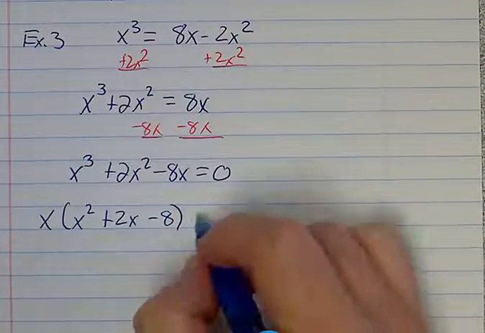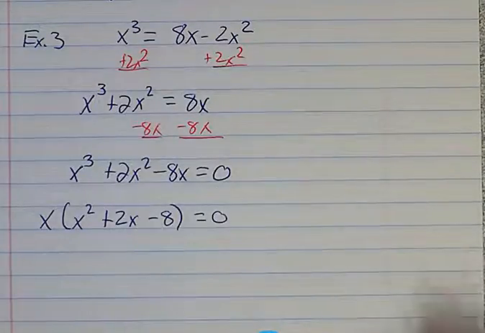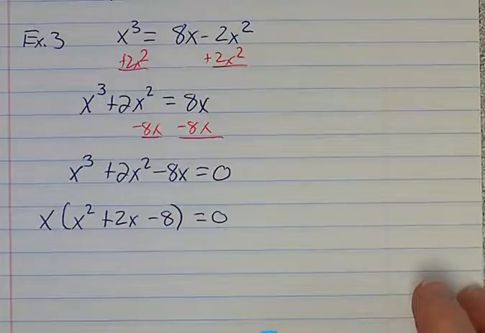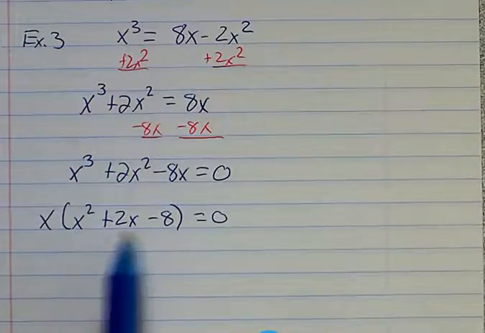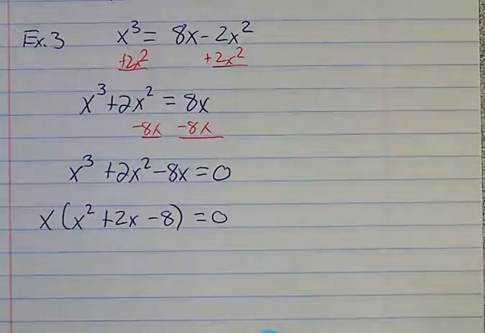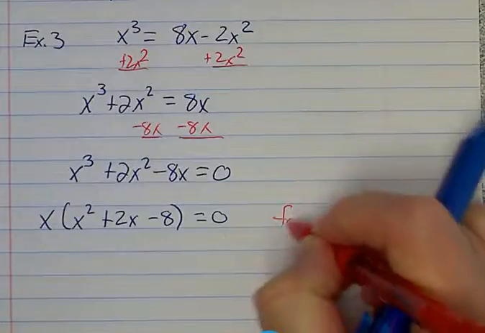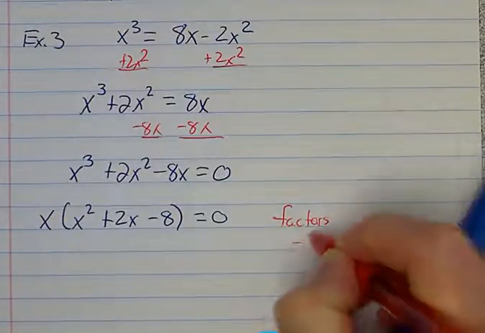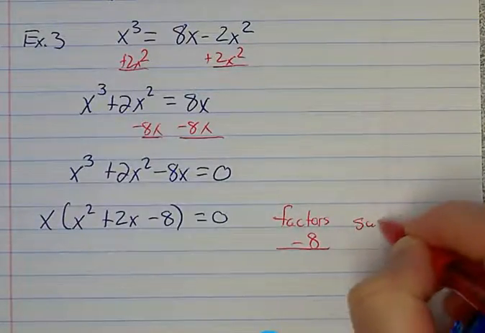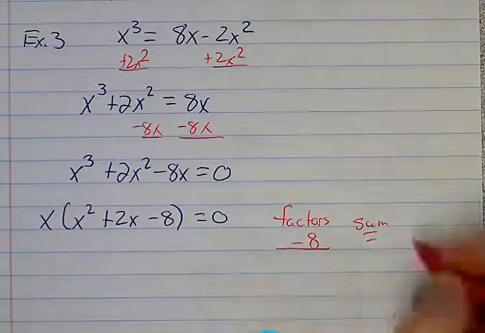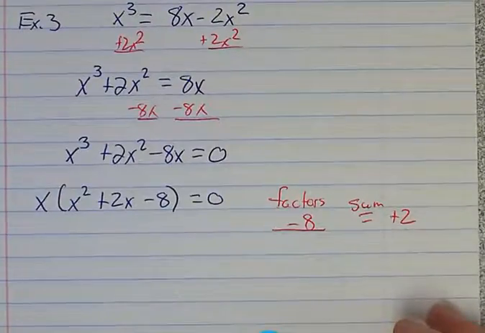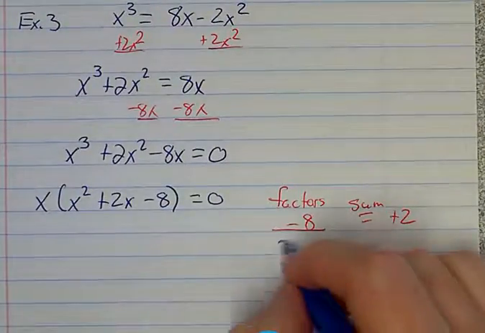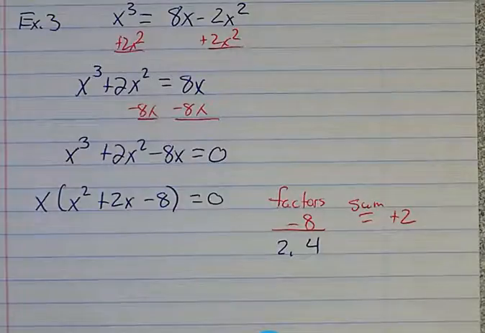So taking 1x out, we're going to knock every power down by 1. And now we've got just x squared plus 2x minus 8. That's where we're going to look for the factors of negative 8, where the sum would equal positive 2. Okay, has to be 2 and 4. No way that 1 and 8 is going to work for this one.